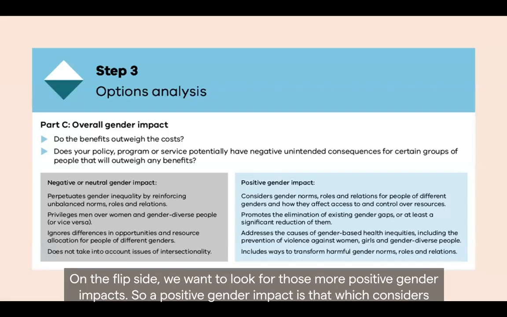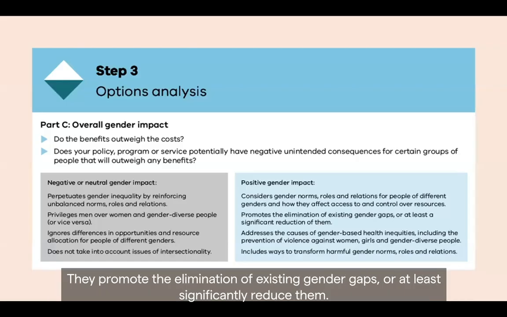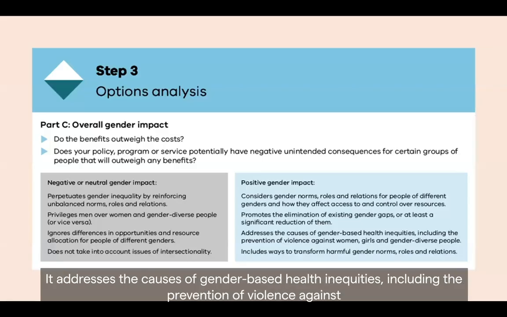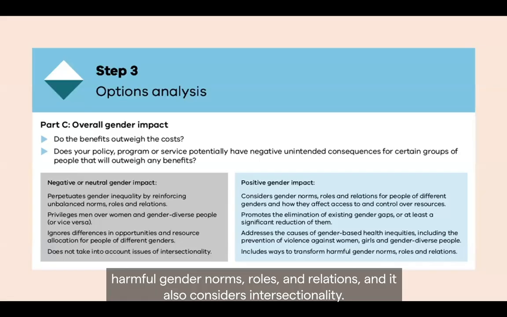On the flip side, we want to look for those more positive gender impacts. So, a positive gender impact is that which considers the gender norms, roles, and relations of people of different genders and how they affect access to and control over resources. They promote the elimination of existing gender gaps or at least significantly reduce them. It addresses the causes of gender based health inequities, including the prevention of violence against women, girls, and gender diverse people. And it includes ways to transform harmful gender norms, roles, and relations. And it also considers intersectionality.